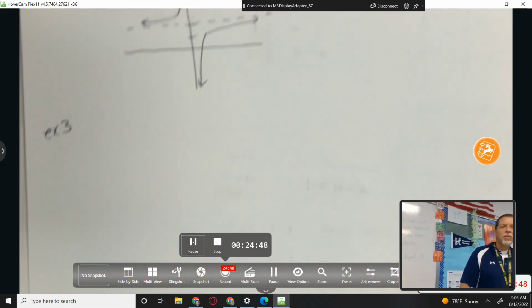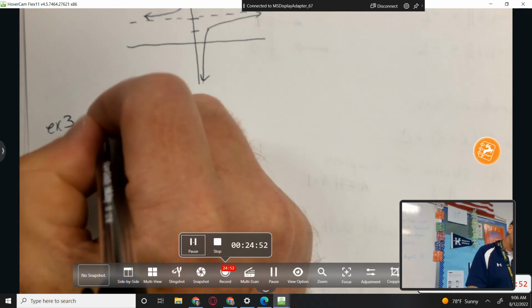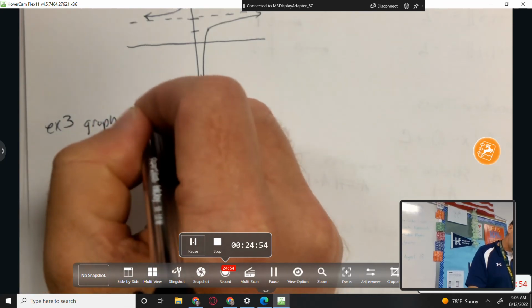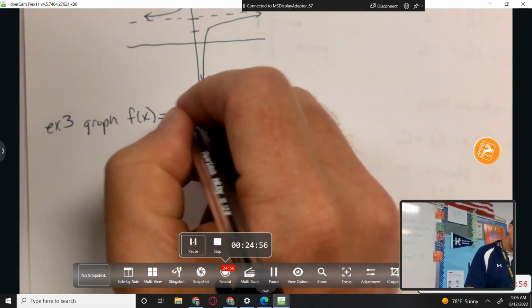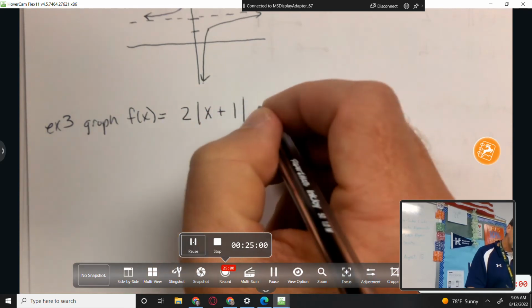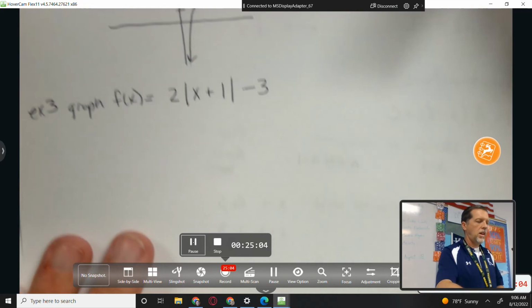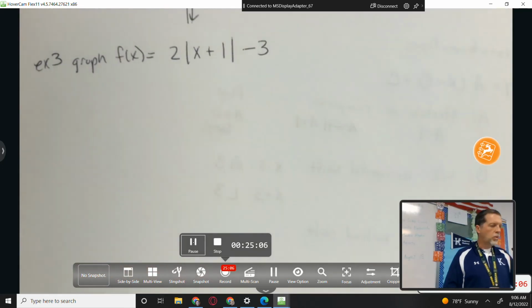Number 3, and last. Let's graph f of x equals 2 times the absolute value of x plus 1, minus 3. 2 times the absolute value of x plus 1, minus 3.